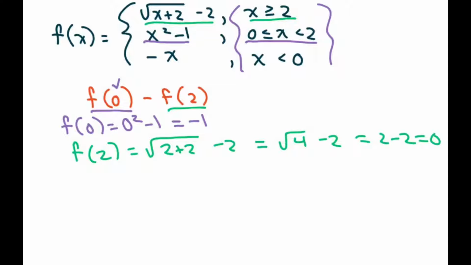So basically for this one, I have f of 0 minus f of 2. f of 0 is negative 1. f of 2 is 0. So your final answer is negative 1.